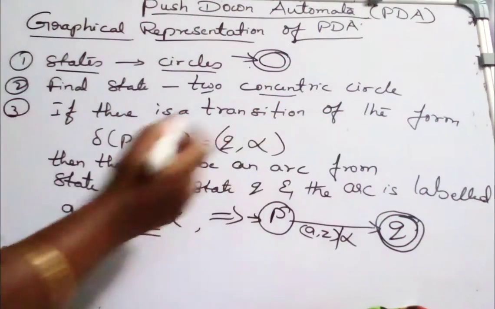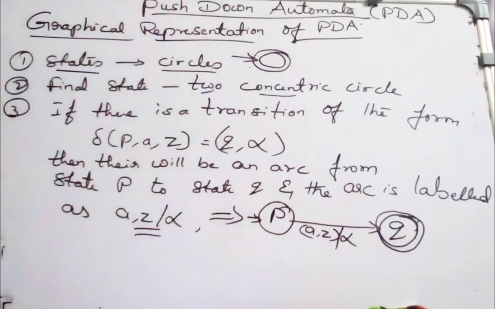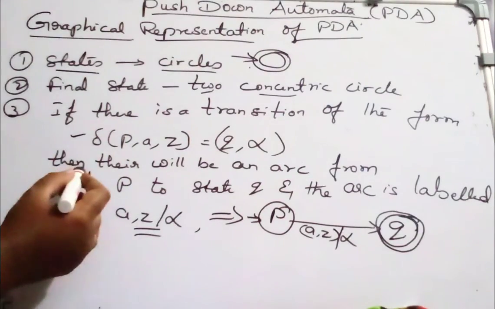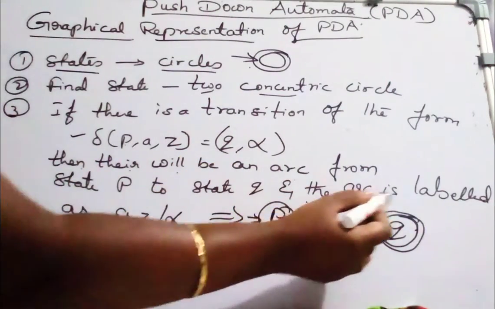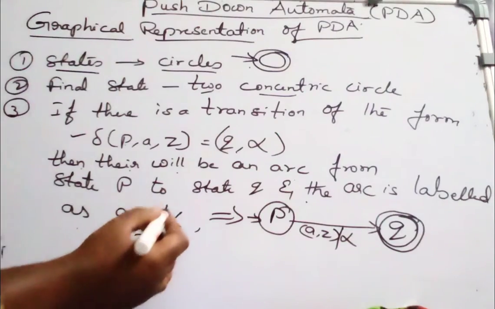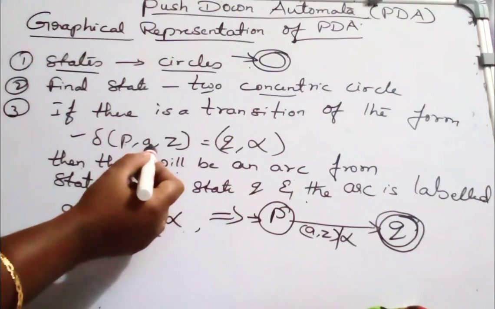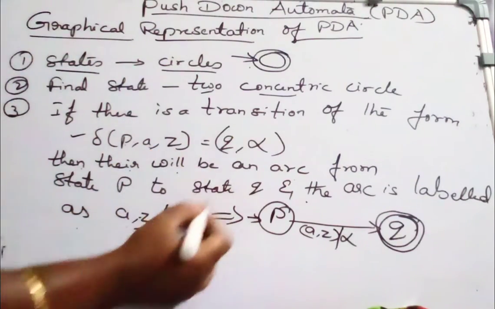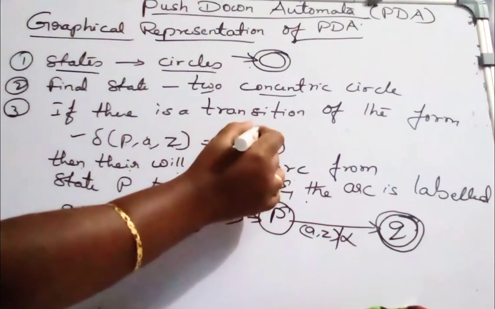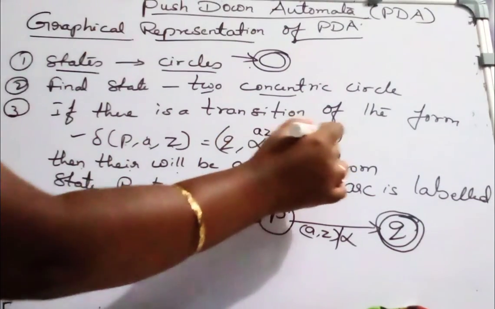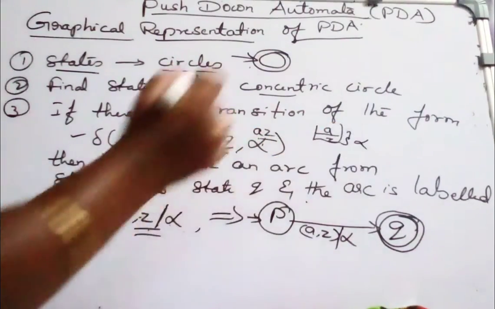And if there is a transition of the form δ(P, A, Z) = (Q, α), if the transition is in this form, then there will be an arc from state P to state Q, and the arc is labeled as A, Z / α. That is, when the input to be scanned is A and the top of the stack is Z, you may push the input symbol to the stack. So here initially it was Z, and now we are pushing the input symbol A to the stack. So initially there was Z in the stack, and now we are putting A to the stack. So this AZ, whatever the content is there, that is called α.